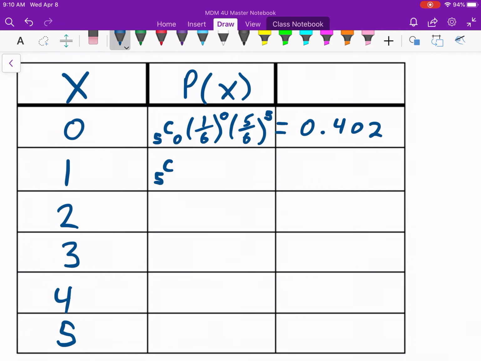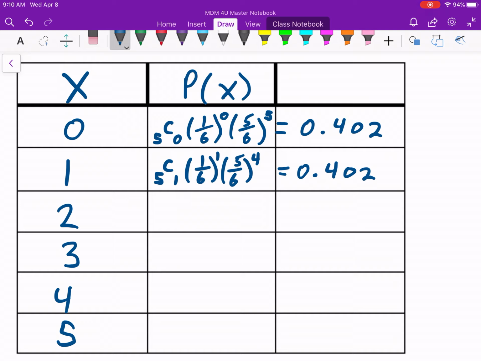And then if I do the exact same thing for getting exactly 1 pair of doubles, all it changes is the x value in the formula. So it now becomes 5 choose 1, 1/6 to the 1, and then 5/6 to the 5 minus 1, which reduces to a 4. And when I work that out, that also happens to work out to 0.402. So it turns out that we have the exact same probability if we roll a pair of dice 5 times of getting either 0 pairs of doubles or 1 pair of doubles.